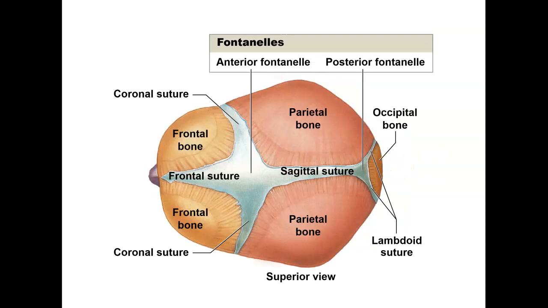Looking at the top, you can see that big opening with the anterior fontanelle. That's where you're going to find the soft spot when the baby's first born. And there's a smaller section called the posterior fontanelle.